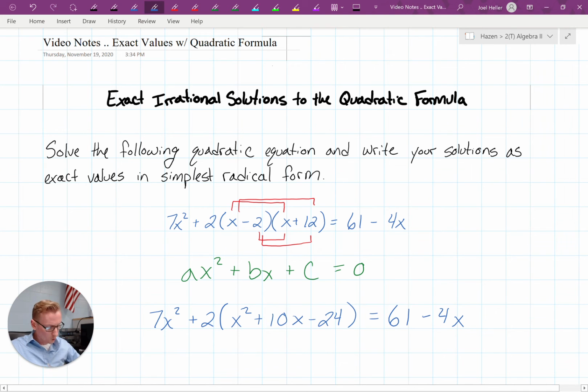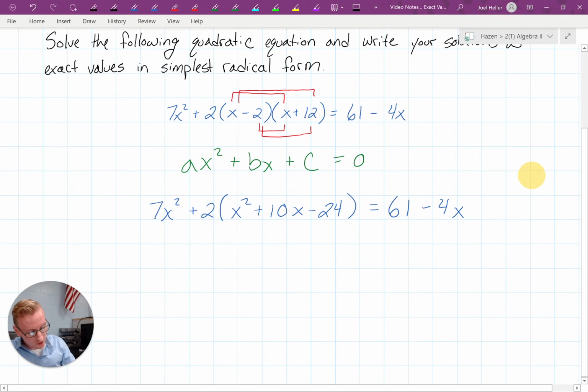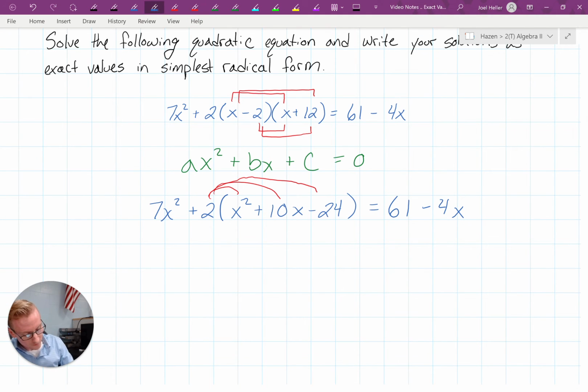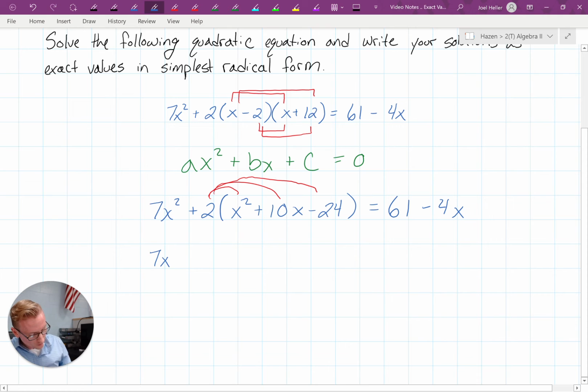Okay, so now that I've FOILed everything, I'm going to distribute this 2 that's on the outside to everything that's on the inside of those parentheses. So I've still got my 7x squared plus 2x squared plus 20x minus 48. All that equals 61 minus 4x.